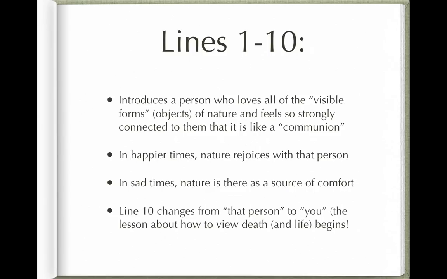Now, the narrator's character has two reactions, or two uses of nature, basically at this point. When things are going really well in happier times, they feel like nature is actually rejoicing with them. But when things aren't going so well, nature is there as a source of comfort. As I mentioned a second ago, line 10 is an important line number for you to remember because this is where the perspective of the poem changes from that person being described, that character being described, to you as the reader and the audience of the poem, showing how we should view death and also view our own lives.